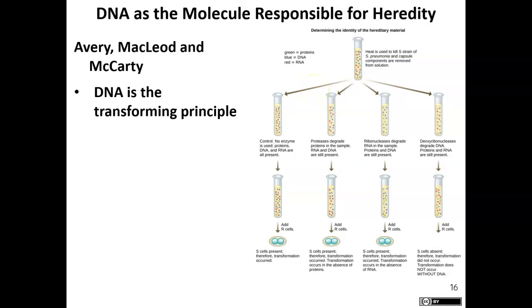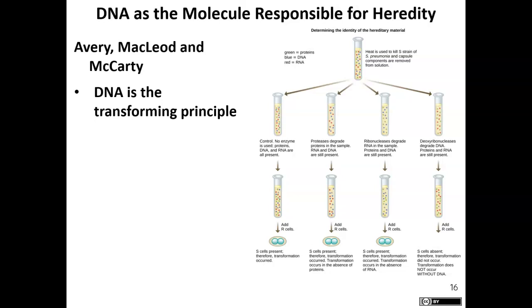So in the 1940s, Avery, McLeod, and McCarty took Frederick Griffith's research, and they decided they were going to see what actually the transforming principle was. So they isolated the smooth Streptococcus pneumoniae. They then heat-killed the smooth bacteria and removed the bacteria from the solution. They then separated the solution out.